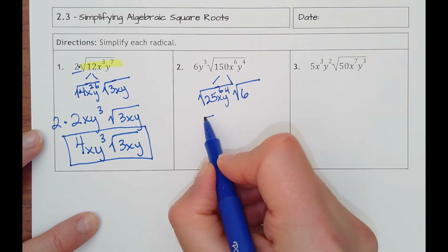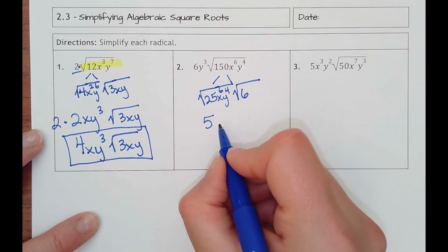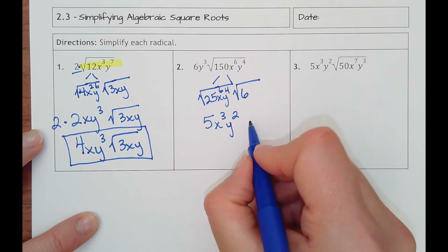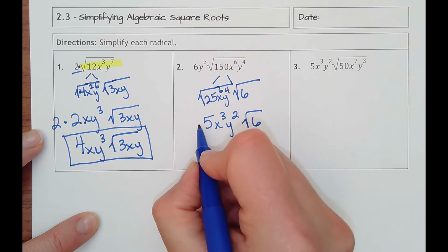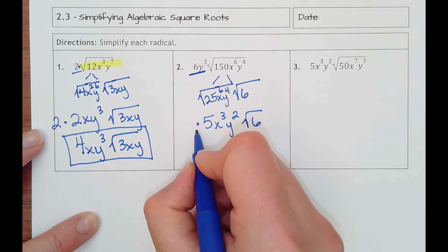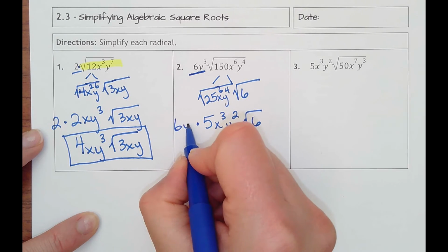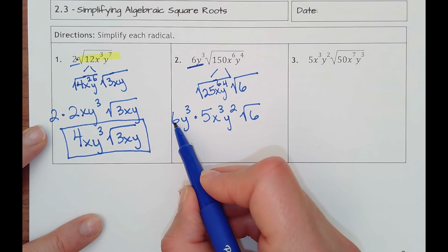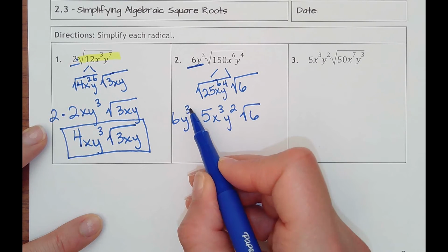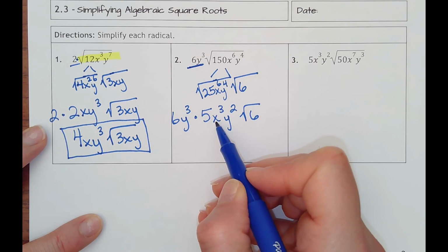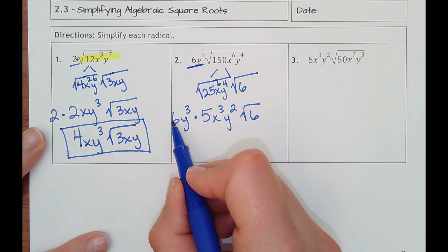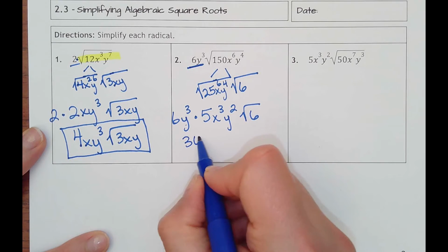Square root of 25 is 5. 6 divided by 2 is 3. 4 divided by 2 is 2. So the square root of 6 left over, but don't forget to multiply this monomial, this single term, times 6y cubed. Well, this is 6 times some number cubed times 5 times some different number cubed times this same number squared. We can clean this up by saying, okay, well, I know what 6 times 5 is, that's 30.